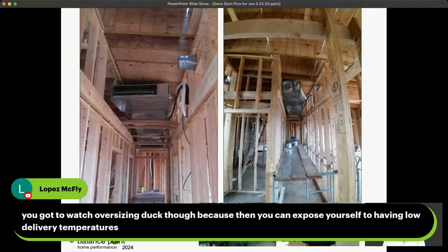And the other one is, let's talk about how to get these into conditioned space, which is a challenge for existing homes, but for new homes, it's still a challenge to work with builders to be like, you know what, we can do this.